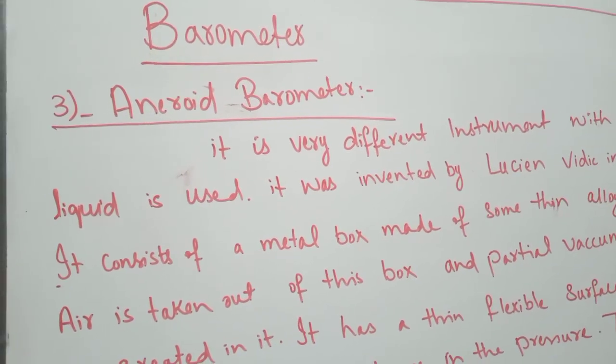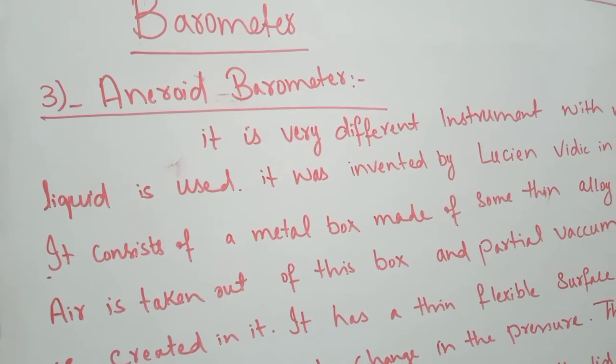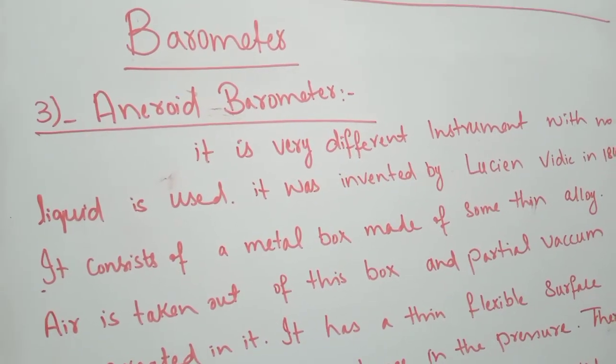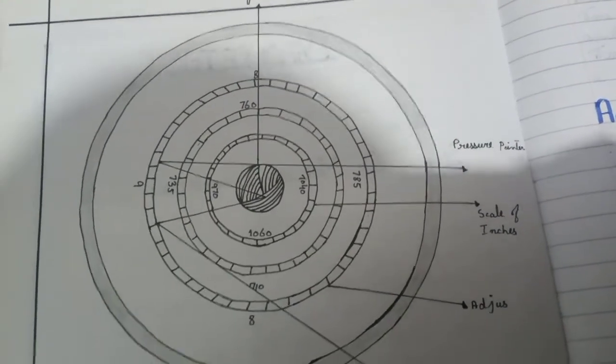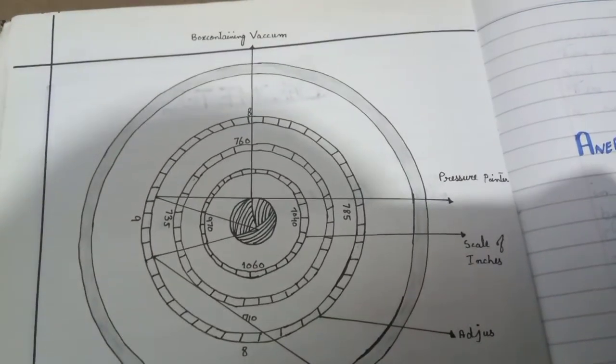So this is all about the barometer. The third weather instrument, which is responsible for measuring the amount of rainfall, is named the rain gauge. Okay girls, here you can see the aneroid barometer. This is the aneroid barometer, a complete diagram of the aneroid barometer.